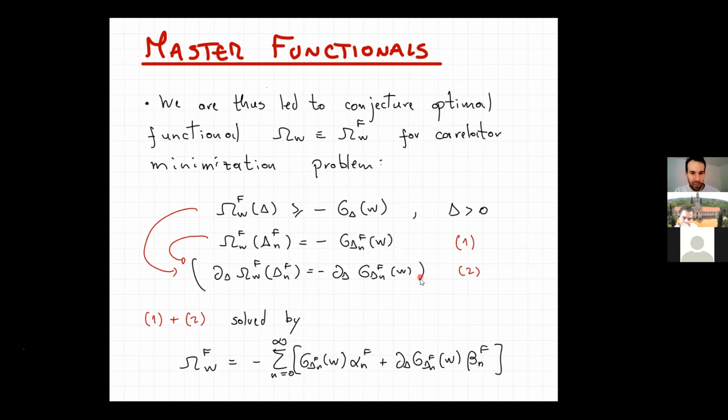Okay, so we want to construct a functional which satisfies these conditions 1 and 2. But we have a basis of functionals, so let's use it. Let's decompose this functional in that basis and use these constraints to fix the coefficients. And it's very easy to see then that this functional can be written as a sum of these alpha n's and the beta n's, and the coefficients have to be these numbers. So if you choose omega f to take this form, then constraints 1 and 2 are automatically satisfied.